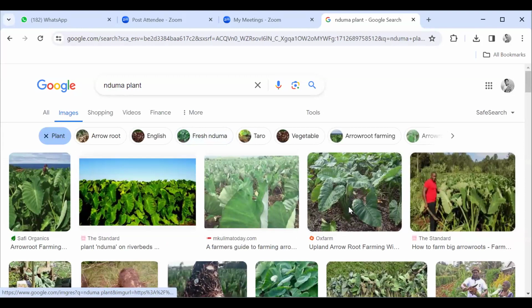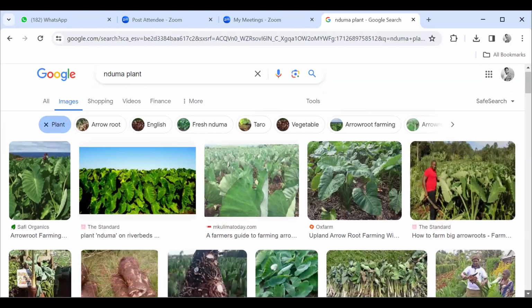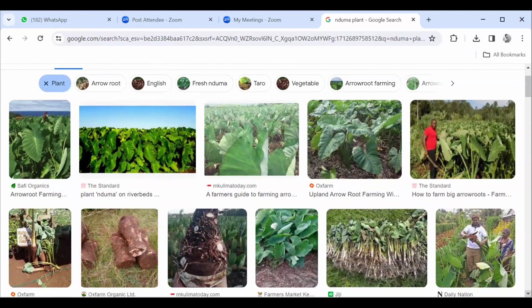We have some of those in our garden and we don't know what they're doing. We've never used them. I can't remember the name at the moment, but you can use the leaves. They're soft leaves. You can make stews with them, sort of like a spinach stew.